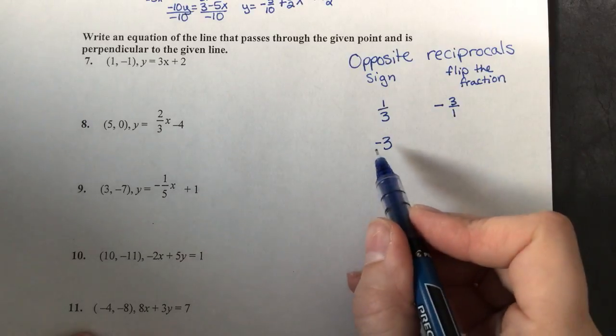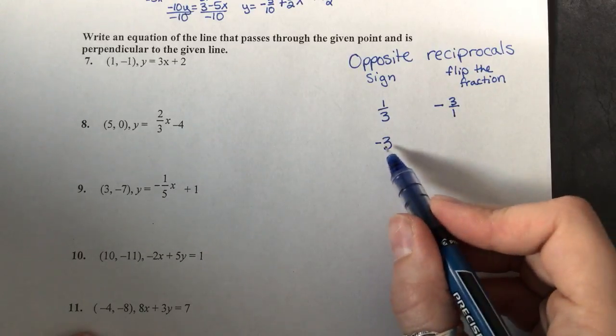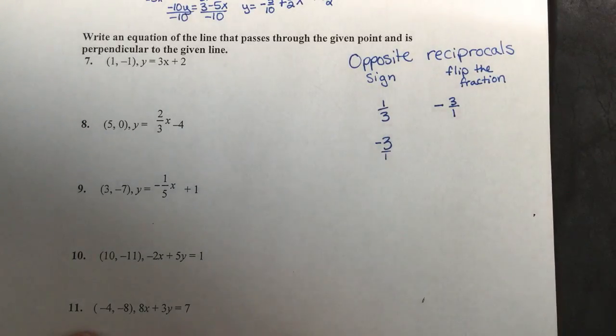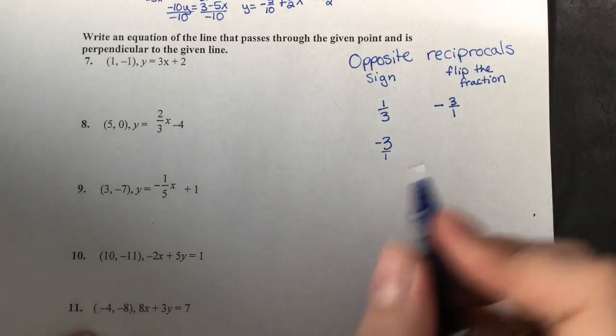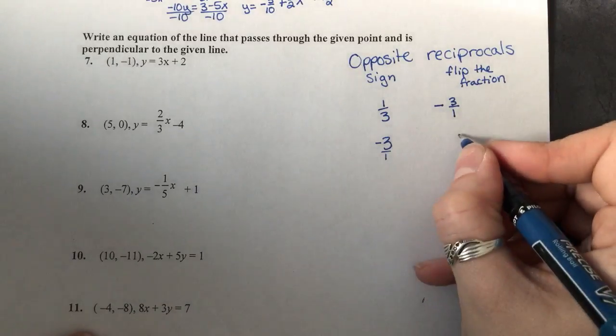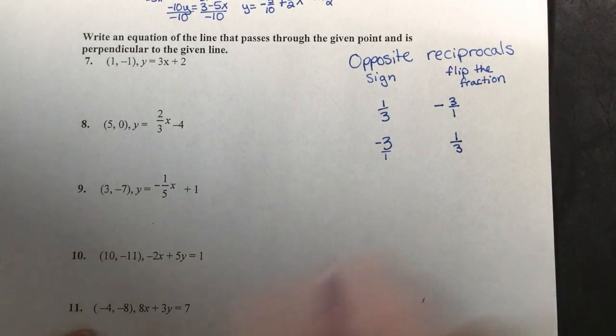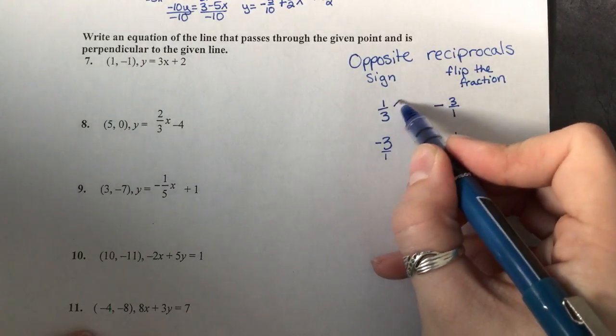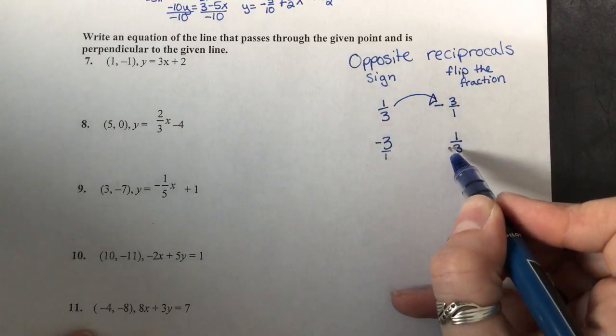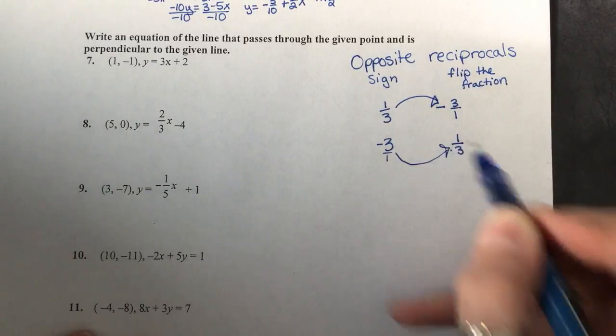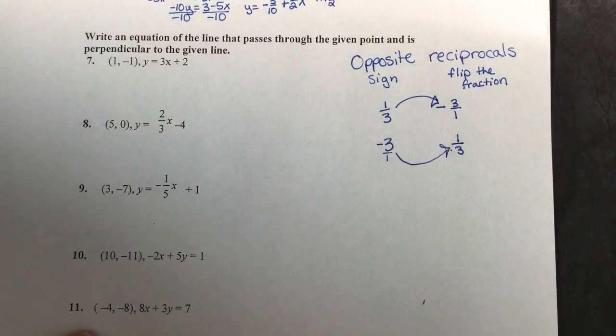Okay, what about -3? Okay, the opposite would be positive, and if I were to make this a fraction by dividing it by 1, I would then flip the fraction and it would be 1/3. Okay, see how it goes backwards from here to here, and then here to here, and they're exactly opposite.